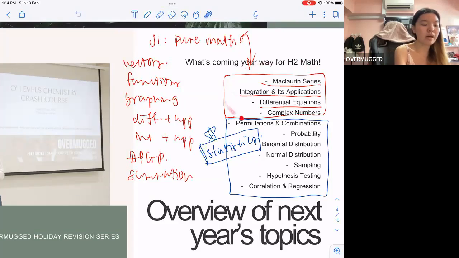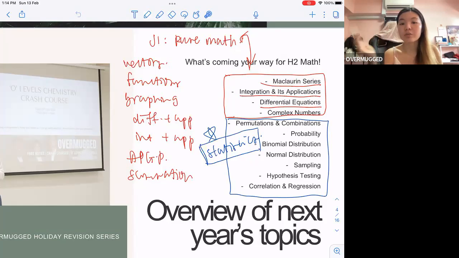We also have your Maclaurin series, and then we have differential equations, and then we have complex numbers as well. So all this is pure math. You won't be covering everything in J1, but you'll be covering maybe about 80% of the pure math part in J1, and then stuff like complex numbers, differential equations, maybe even Maclaurin series, are the topics that your schools will likely cover in J2, together with the rest of the syllabus, which is the statistics part, the one in blue.